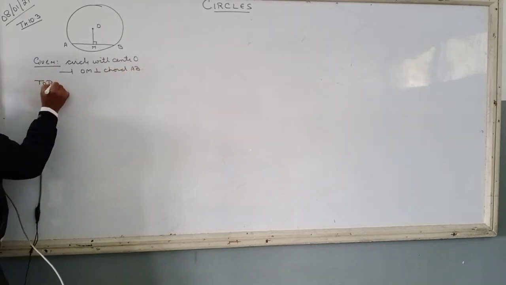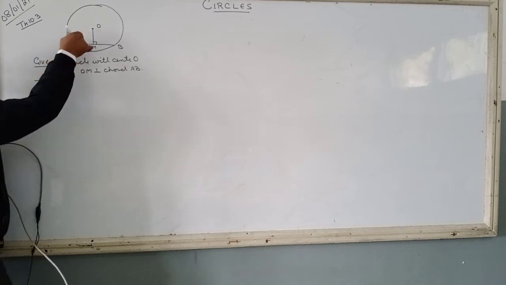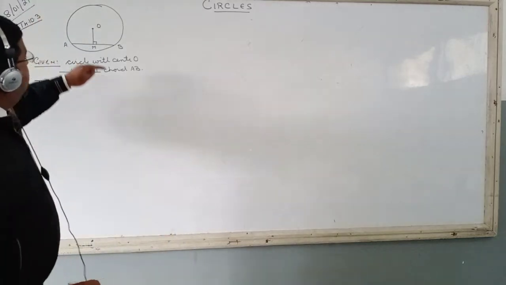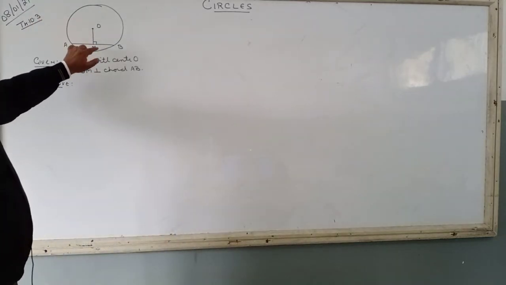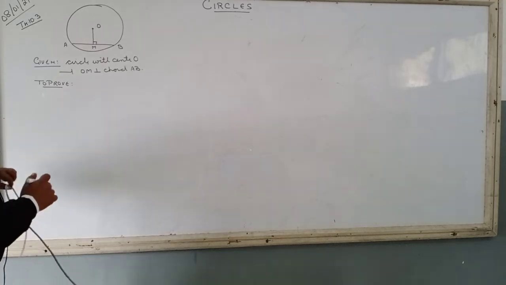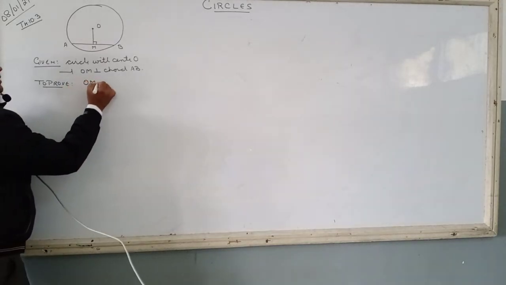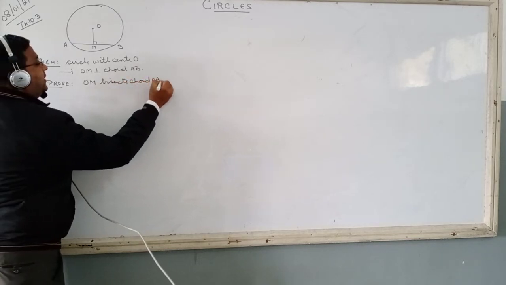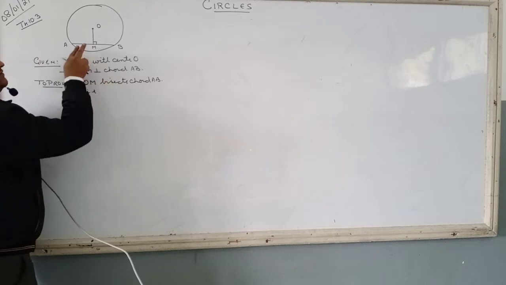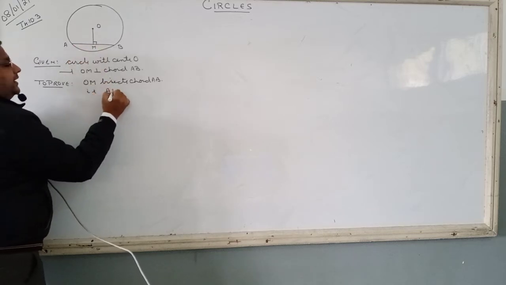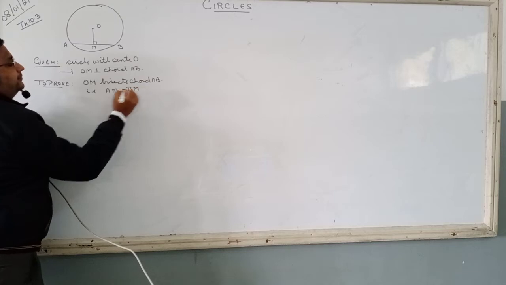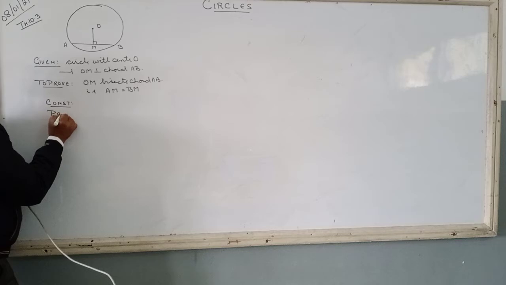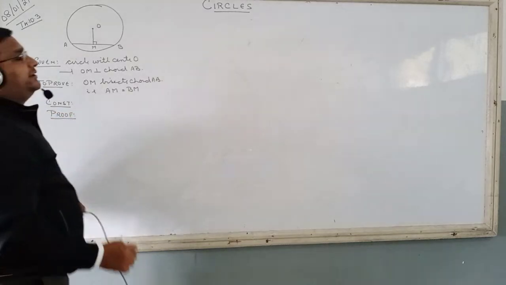What do we have to prove? We need to prove that this perpendicular OM bisects the chord. The perpendicular from the center of a circle to a chord bisects the chord. So we need to prove that OM bisects chord AB. In other words, bisect means dividing it into two parts, so we need to prove that AM is equal to BM. Construction and proof.